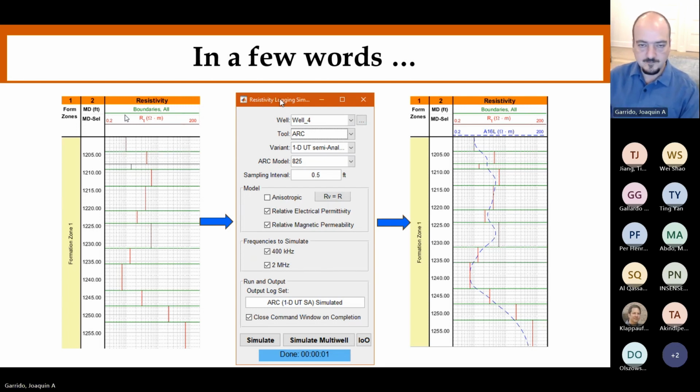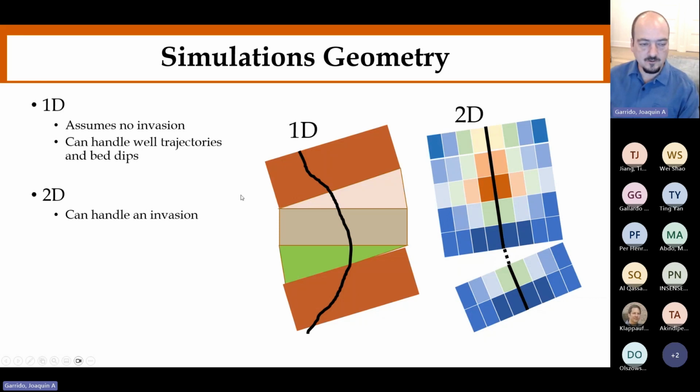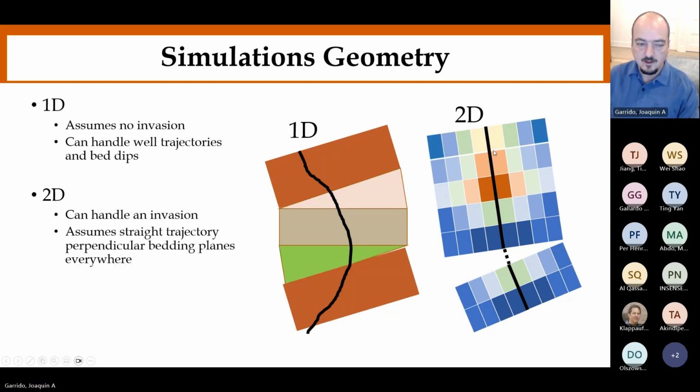Now, regarding the dimension, the 1D in most cases is going to assume no invasion. So it's just along this dimension. However, it can handle well trajectories, or varying well trajectories and bed dips. They can be changing. So if you're interested in seeing deviation, you would use a 1D. 2D, on the other hand, can handle invasion. So if you're interested in invasion, you use a 2D. But beware, because it always assumes that the trajectory is completely straight. So depending on what you're trying to do, use one or the other.